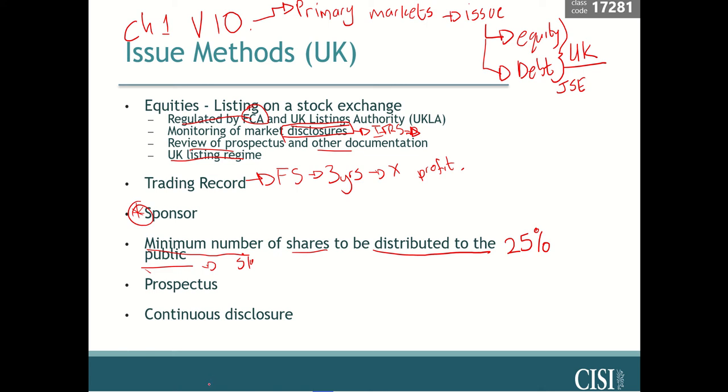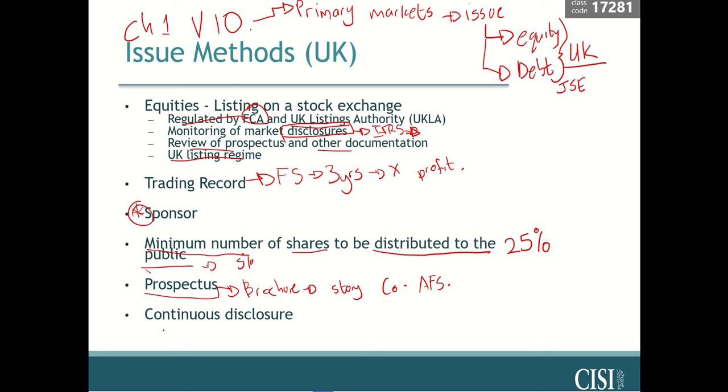Prospectus. So the company and its advisers must publish a prospectus. So a prospectus is basically like a brochure. And that brochure will give us a story about the company, give its financial statements, show where it's heading and what type of company it is, what it does, etc., etc.